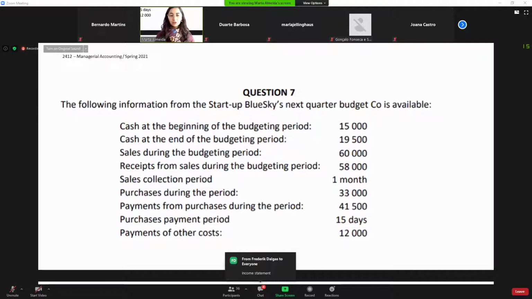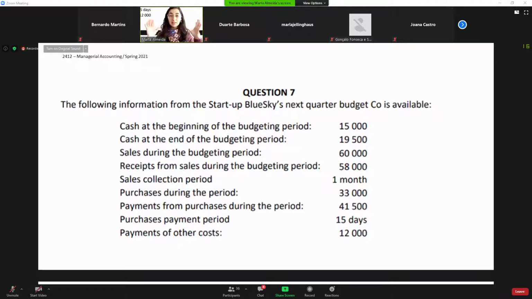Then we have the purchase payment period, which is 15 days, that is half the month. And then we have payments of other costs, like electricity, water, rent, etc. So this information we have, and this information, it comes from different parts, different parts of the budget.